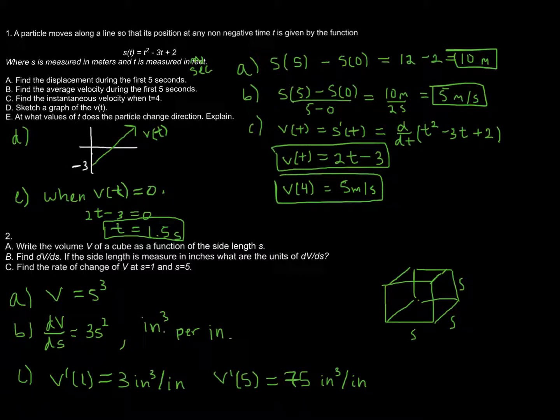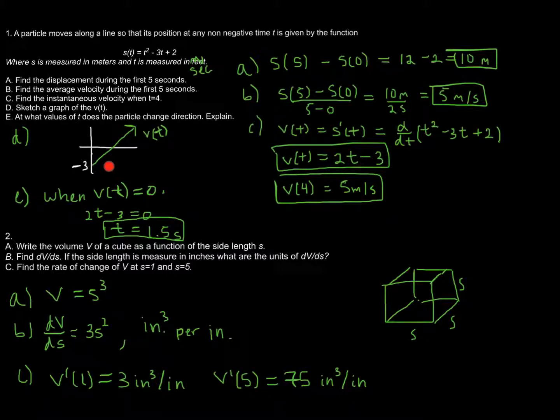Alright, first thing, number one, this should be seconds, not feet. That's just a typo. Hopefully you figured that out. For part E, the question is, when will you change direction? So you can imagine, and it's helpful if you have graphed this first, your velocity at the beginning is going to be negative.